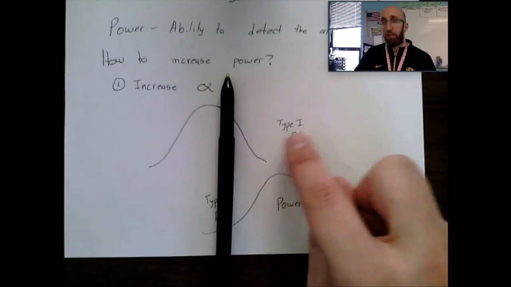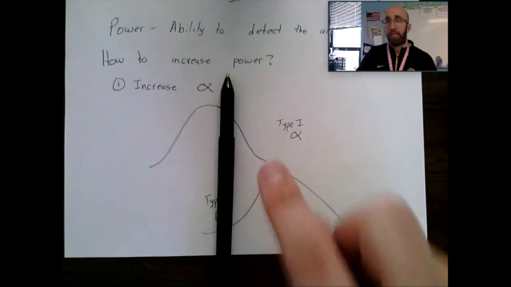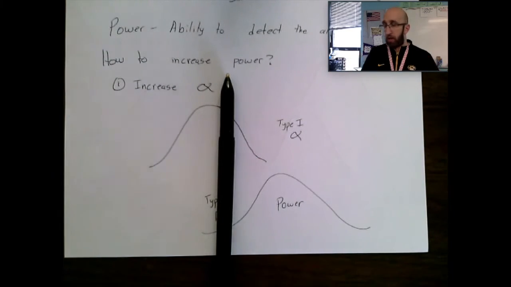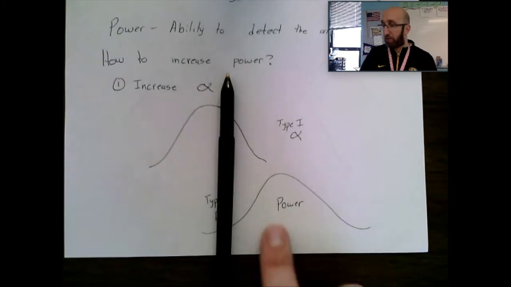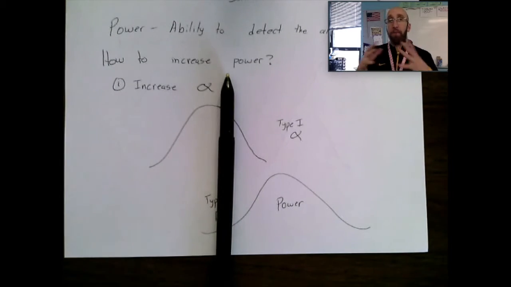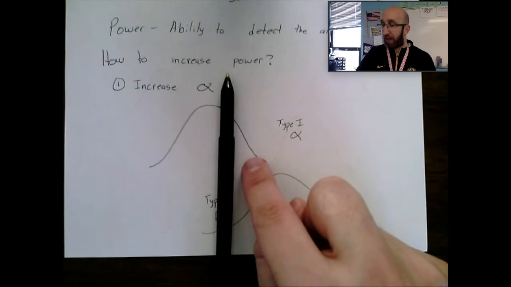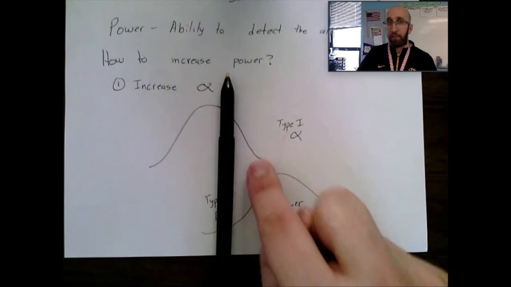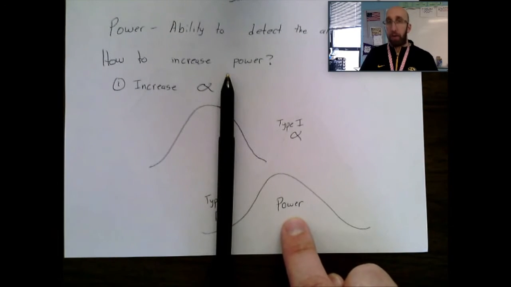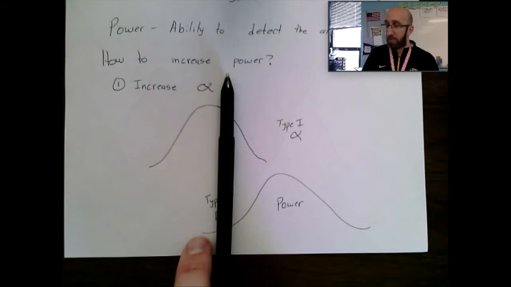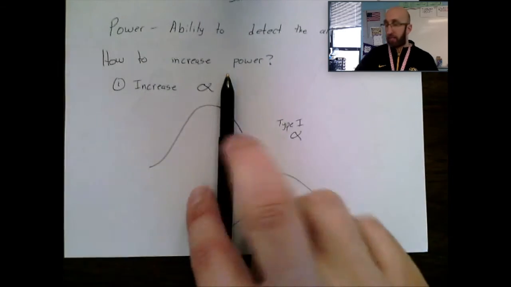So if you increase alpha, this shaded space becomes much, much larger. In turn, the amount of space that is power just got much, much bigger as well. So if you increase alpha, this shaded area gets bigger, power gets bigger, but in hindsight, what happens to our type 2 error, beta, gets much, much smaller.